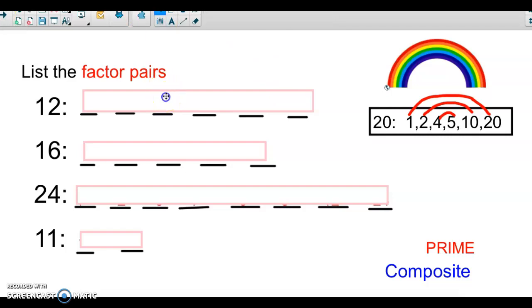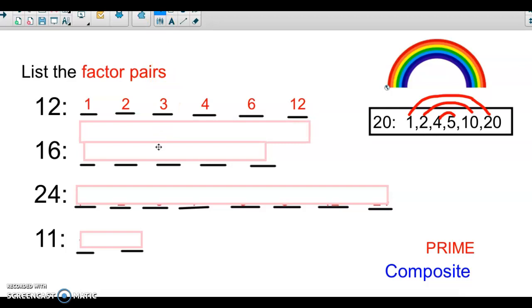Okay, so I'm just going to pull these back so you can see the answers. The factor pairs of 12 are 1 times 12, 2 times 6, 3 times 4. I think you can see the rainbow. And here are the factor pairs of 16. 1 times 16, 2 times 8, and then 4 times 4, and usually you just write the 4 one time. That one looks a little bit different because it's a square number.